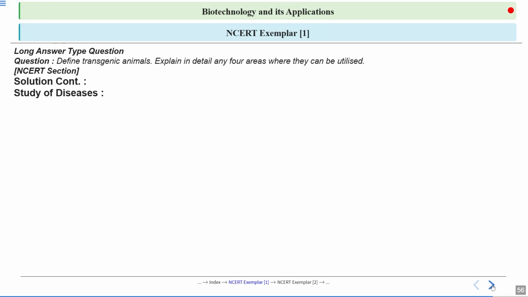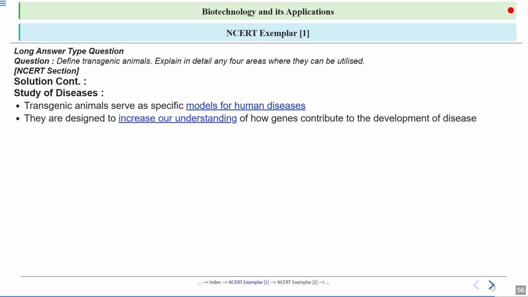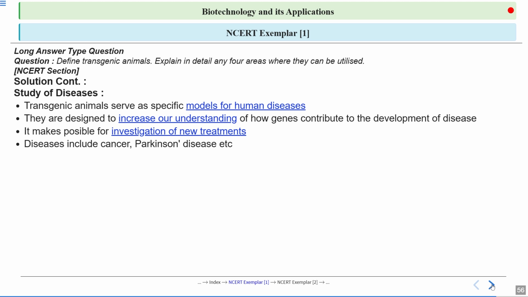Then we can study disease on these transgenic animals. This transgenic animal can serve as a model for human disease. We can insert a gene which is responsible for causing a disease in humans. They are designed to increase our understanding of how those genes contribute to the development of the disease. It makes possible the investigation of new therapeutics and new treatments against that disease. The diseases include cancer, Parkinson's disease, and so on.